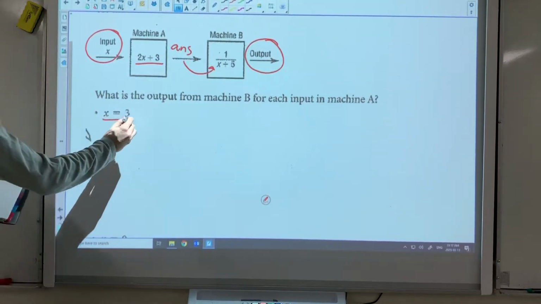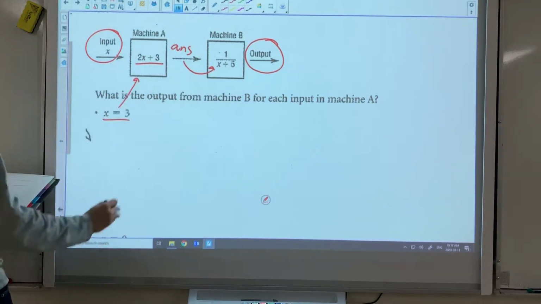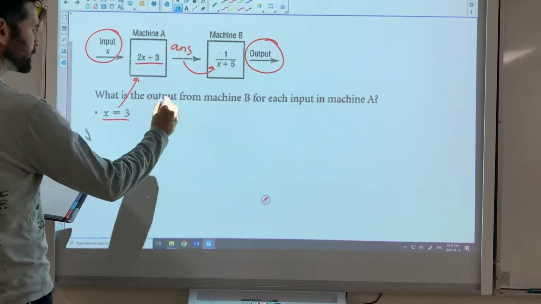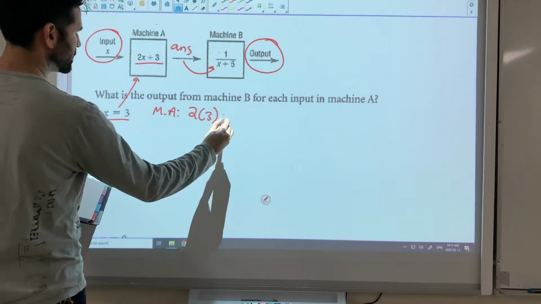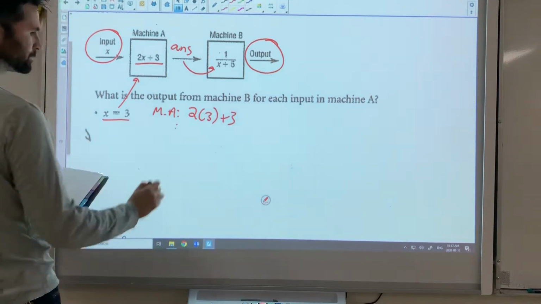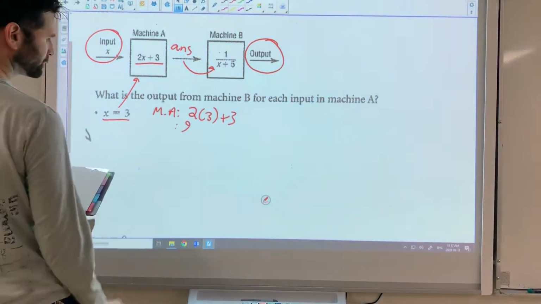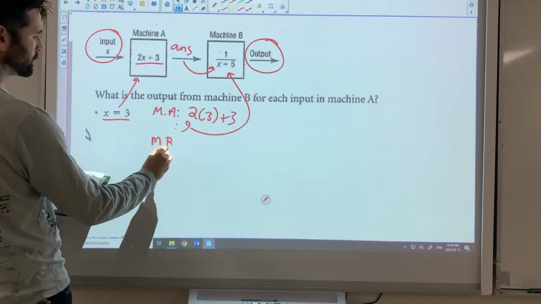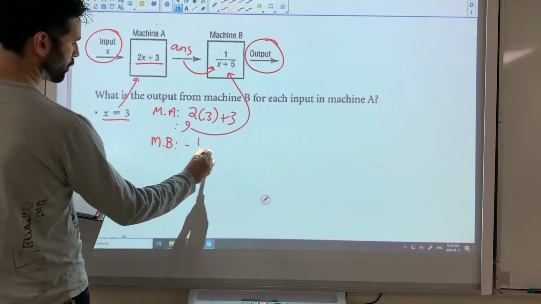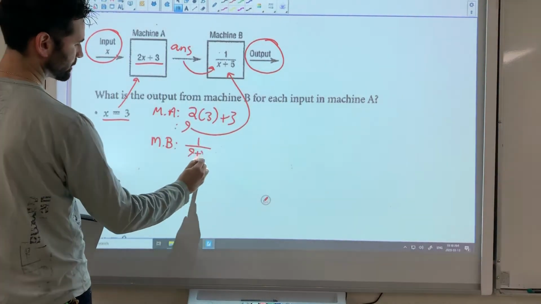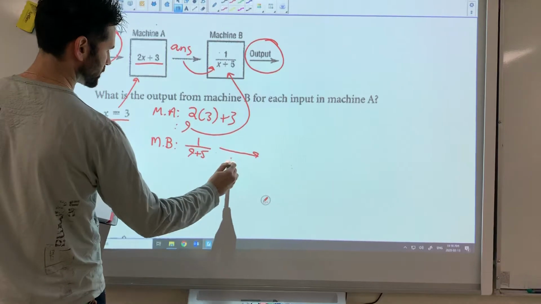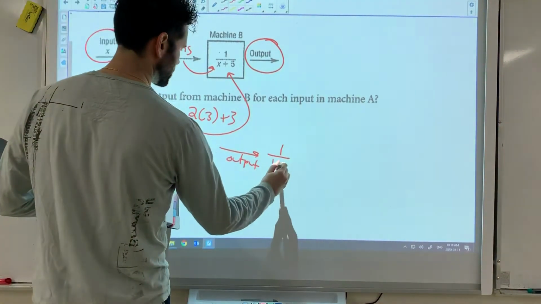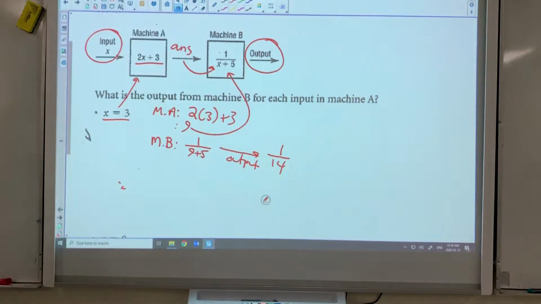So say x is 3. So step 1 is we're going to put it in machine A. What do we get? We get 2 times 3 plus 3. So what do we get? 9. Beautiful. Now you're going to take that 9 and put it in the second machine. So I'm going to go machine B. So we go 1 over 9 plus 5. And then you get your final output of 1 over 14. And that would be composition of functions.